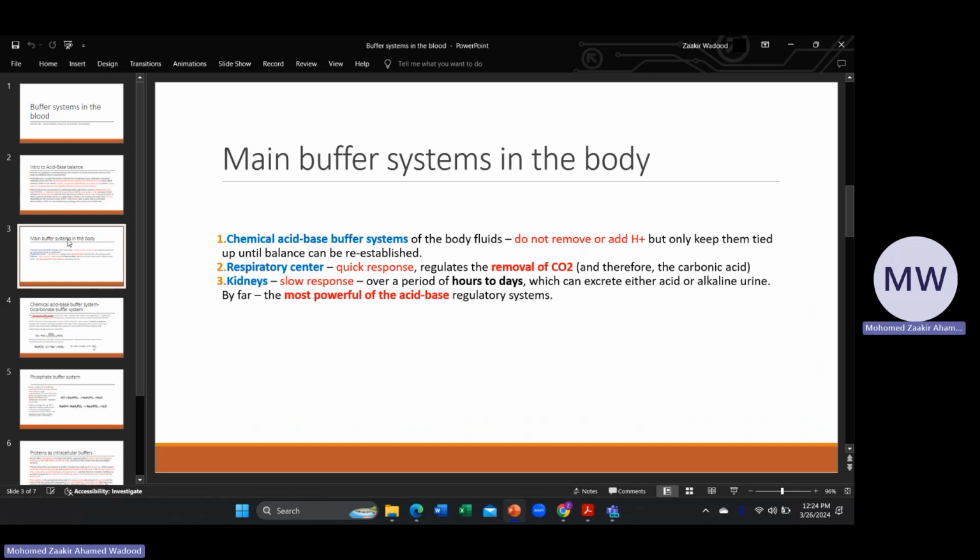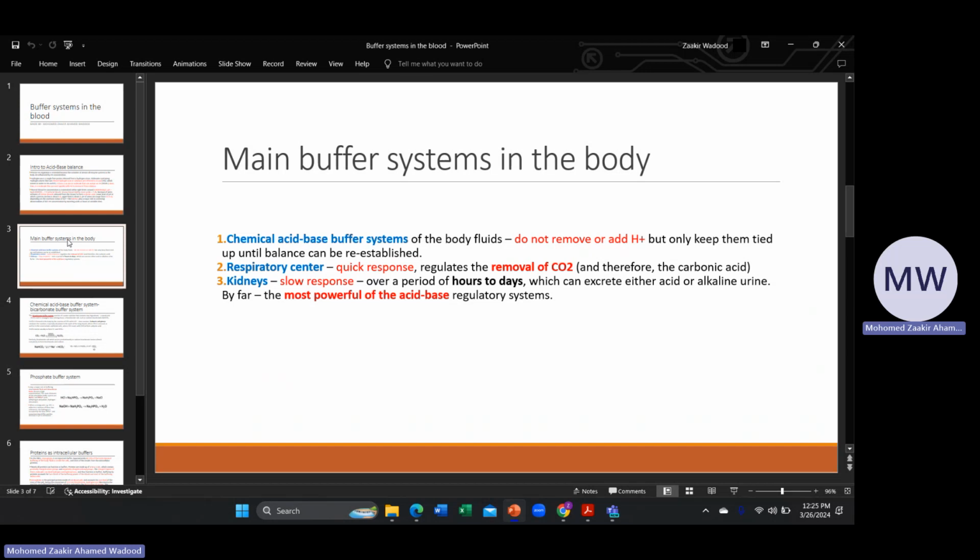We also have the kidneys, which I spoke about briefly not too long ago, whose response is comparatively a little bit slower, usually taking anywhere between hours to sometimes days. It typically helps in maintaining the pH within these ranges through the excretion of certain substances, usually certain metabolites or electrolytes, into the urine, and this would essentially result in either acidic or alkaline urine. And this by far is the most powerful of the three buffer systems.